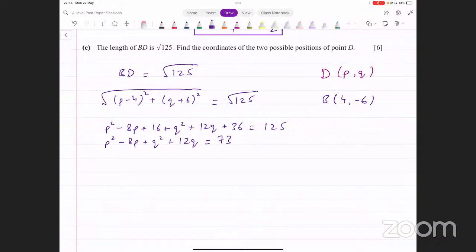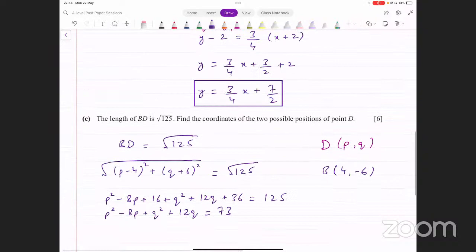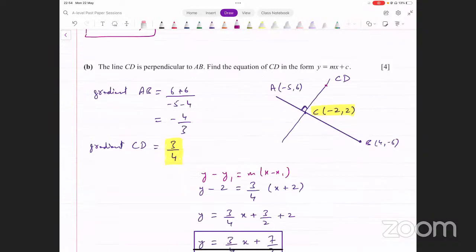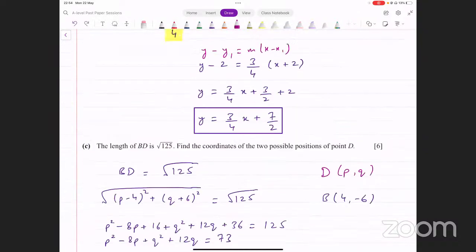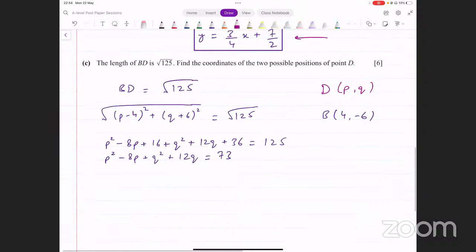But we need to find another equation now, because there are two unknowns, and we can't find two unknowns like this, right? For two unknowns we need two equations. Now remember, point D lies on the line CD. Wherever point D is, it lies on CD. So it should also satisfy this equation, the equation of CD. What's the equation of CD? So this is one equation that we have.